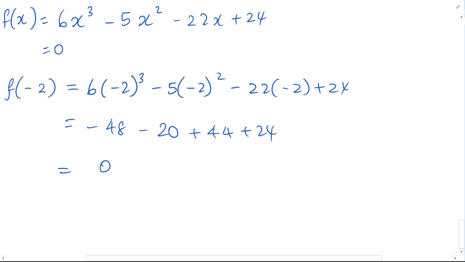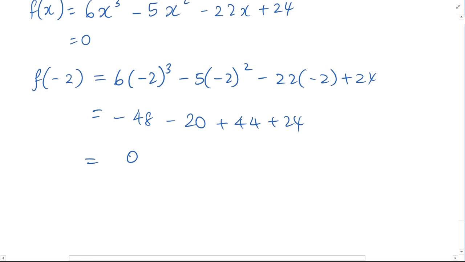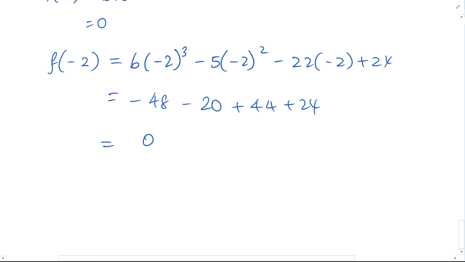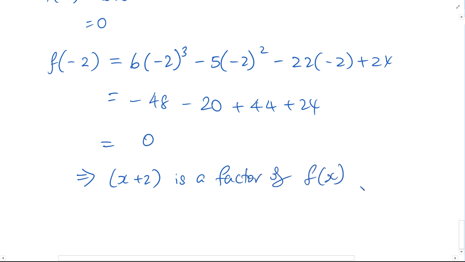Oh, -2. So this is equal to 0. Am I right? Yeah. Okay. What can you conclude then? x plus 2 is a factor of f(x). Okay, what's the point of having this?